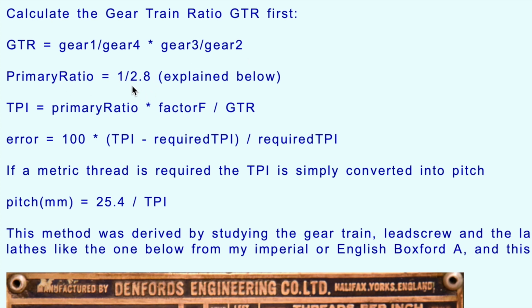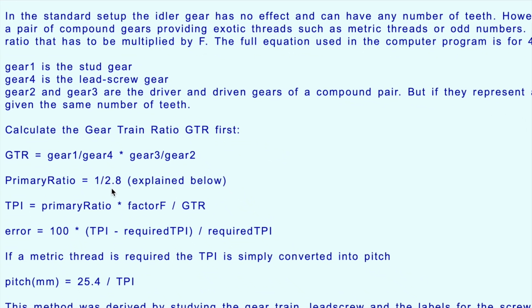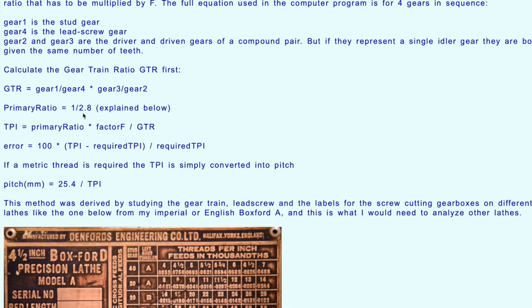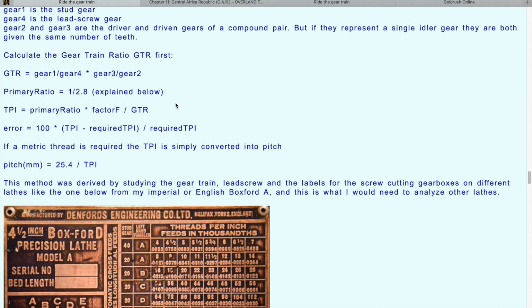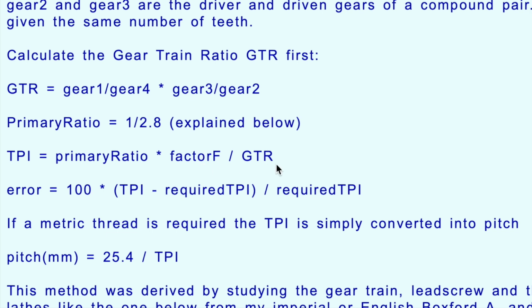And then you have to multiply that by this primary ratio of 1 over 2.8, which I've just explained as the intrinsic gear ratio of the gearbox, and I call the primary ratio. That's just a name that I just made up. I had to call it something. So when you come to finally calculate the threads per inch, you take this primary ratio, the 1 over 2.8, multiplied by the F factor, which comes from multiplying these terms on the lever. So this lever number multiplied by this one is the F factor. And once you've got that, you divide by the gear train ratio you've just calculated.